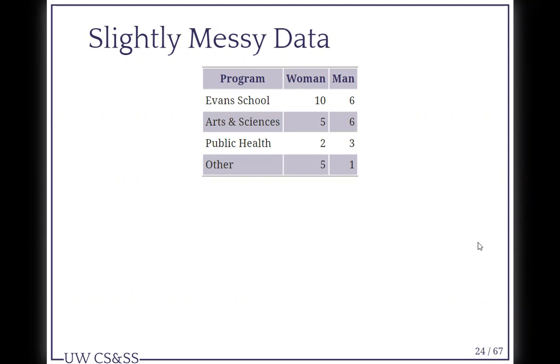This is messy data. And the reason that it's messy is that one of the columns has become 2 columns. This woman and man should be its own column called gender, and all of these things should be a count. And let me explain why.